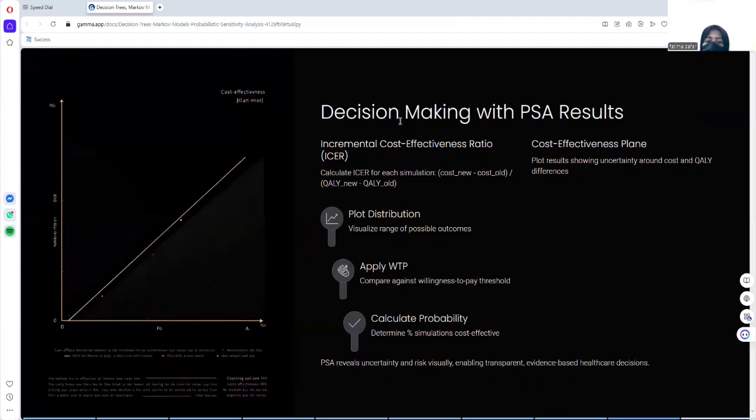So we plot distributions that visualize the range of possible outcomes. Then we apply WTP, that is, compare against the willingness to pay threshold, and we calculate the probability, that is, determine the percentage of simulations that are cost effective. So what does it reveal? PSA reveals uncertainty and risk, visually enabling transparent, evidence-based healthcare decisions.